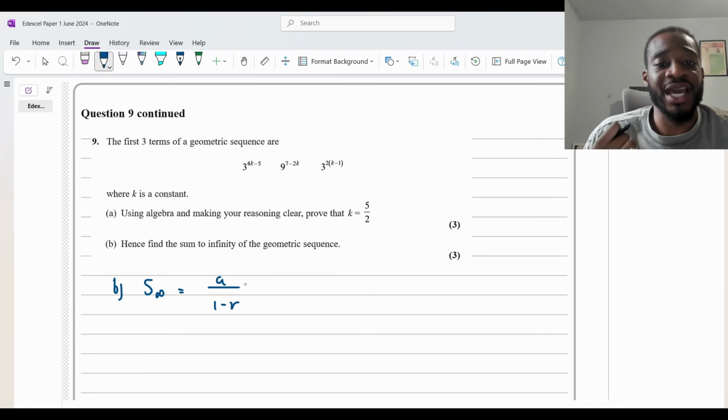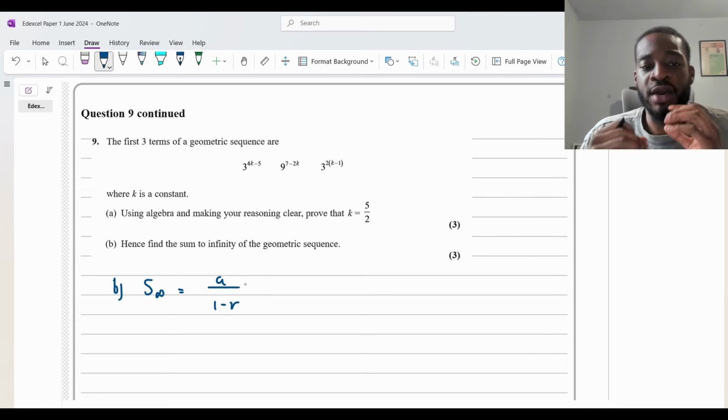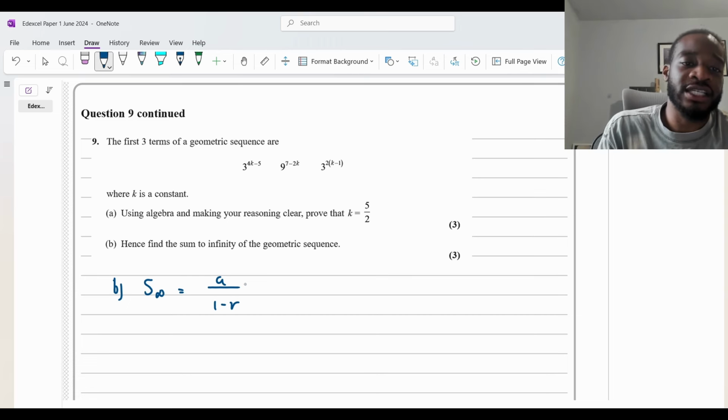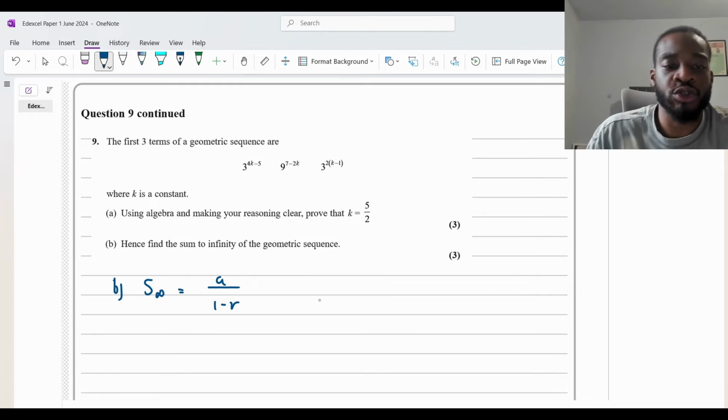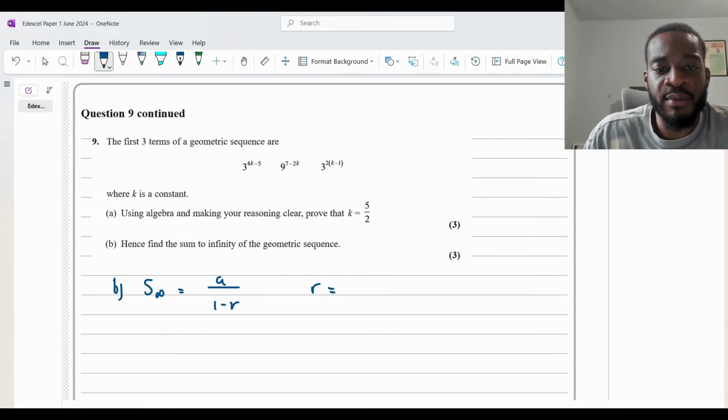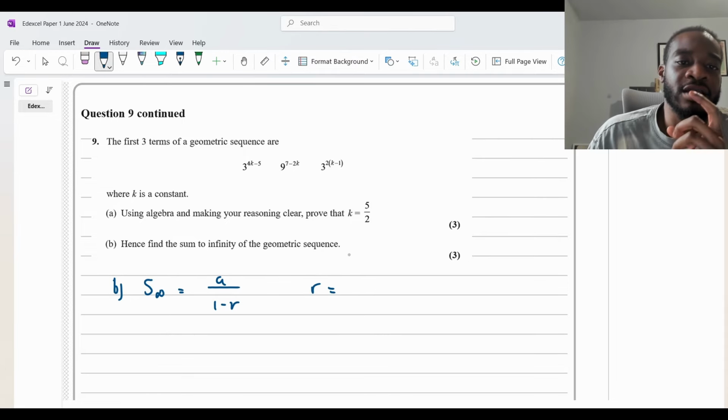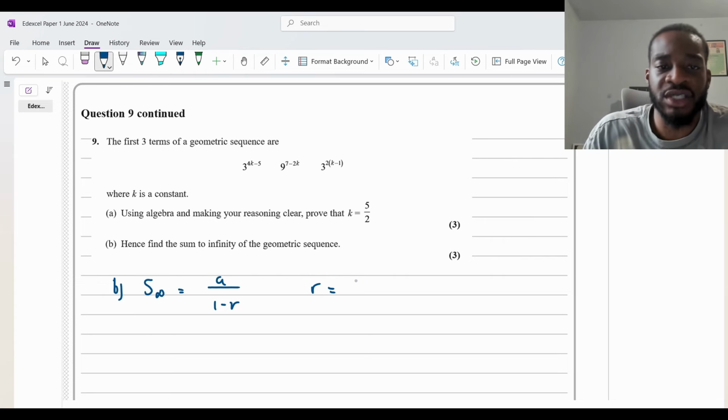Now, since we know that k equals 5 over 2, right? We can plug this into our expressions to get the first term and to get the common ratio. So let's get the common ratio again. Remember, common ratio is the second divided by the first term, or the third divided by the second. Doesn't matter which one you use, it's going to be the same thing.